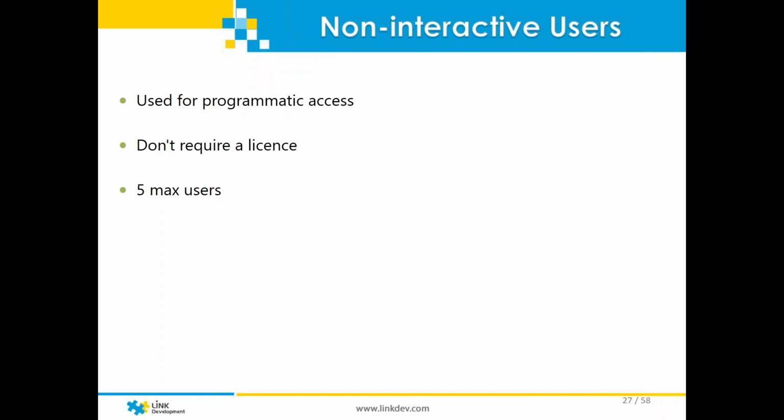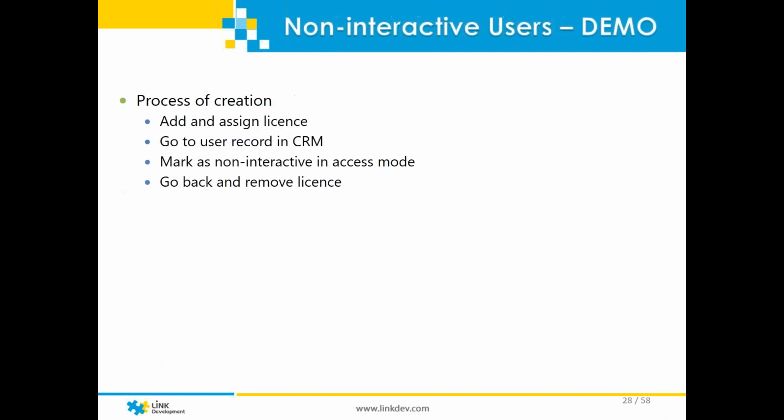Five maximum users, and you have to add the user, then assign him a license. Go to CRM, change his type. I'll show you here. Add and assign a license. Go to the user record in CRM, mark him as non-interactive, and then go back and remove the license.